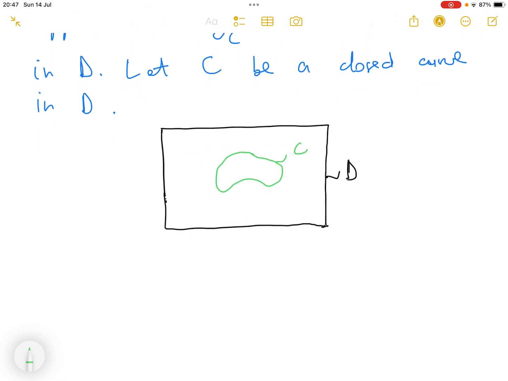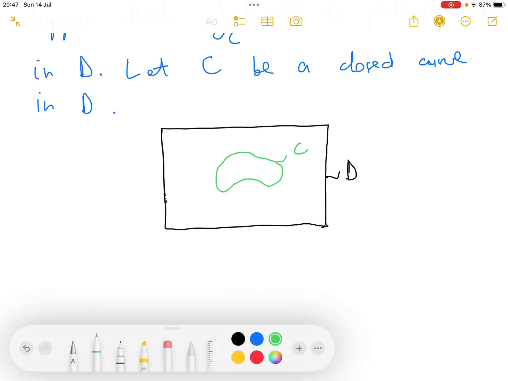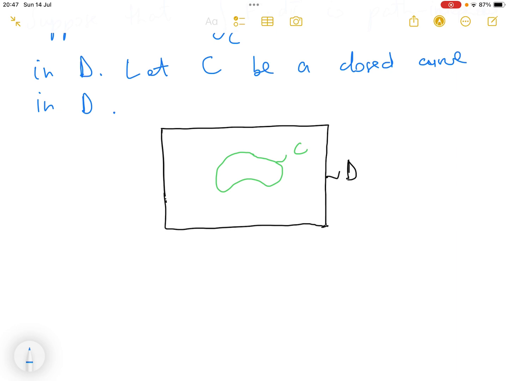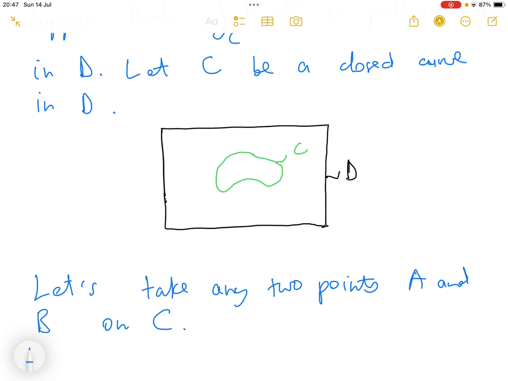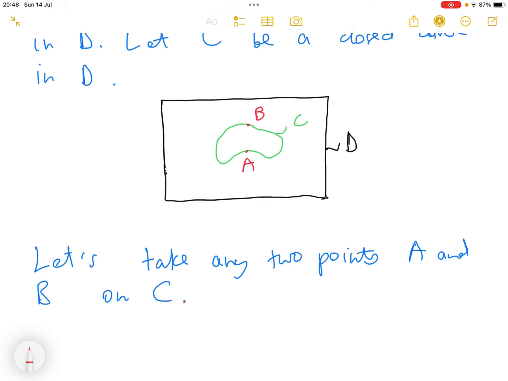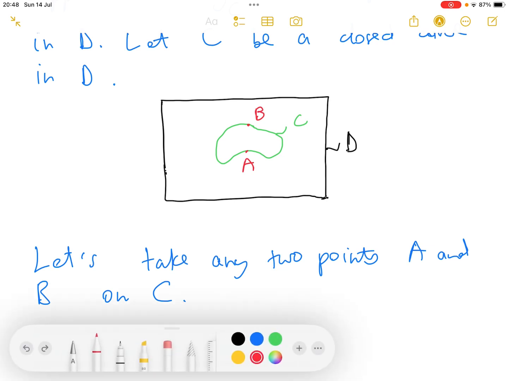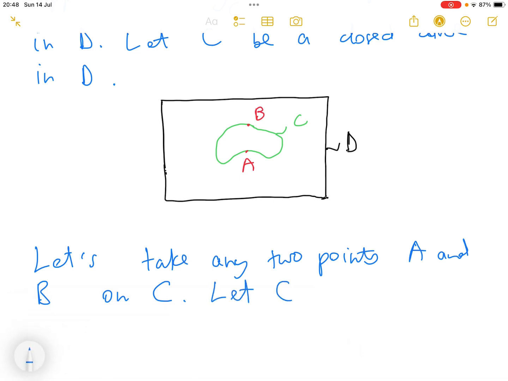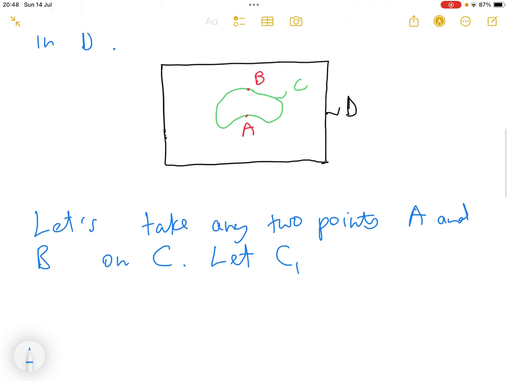Now, the next thing we do, let us take any 2 points A and B on C. So let this be B, and let this be A. We just take any 2 points, A and B, on C. And then let C1 be a curve on C that starts at A and ends at B.